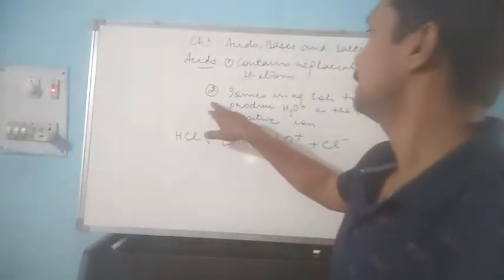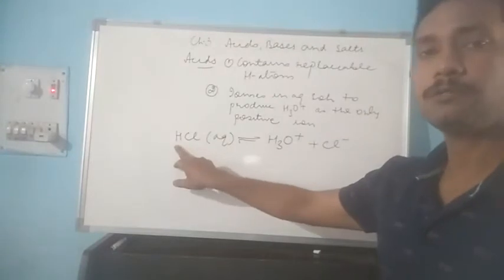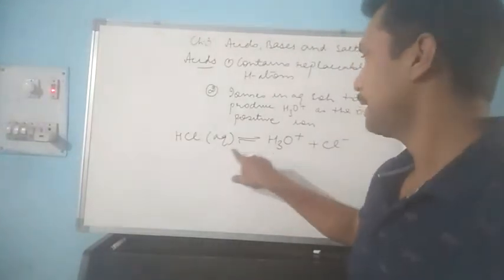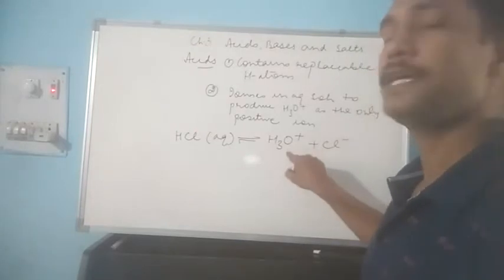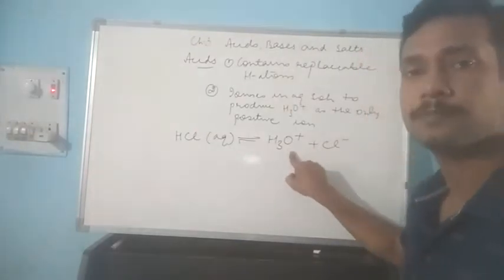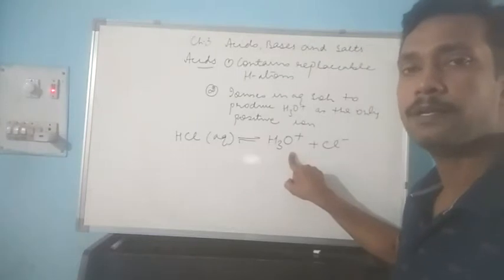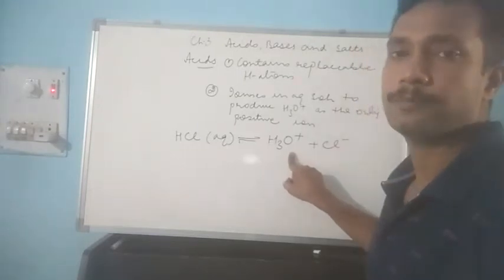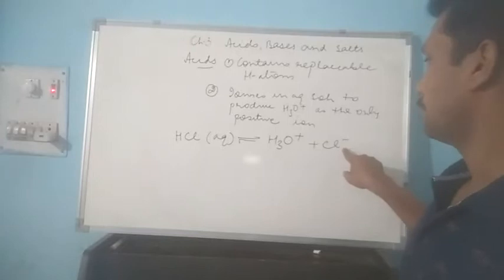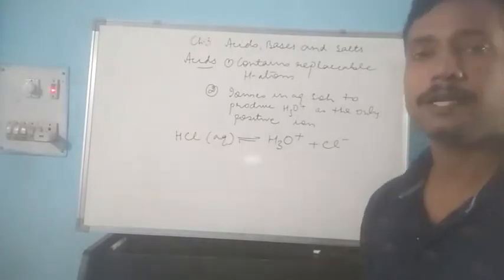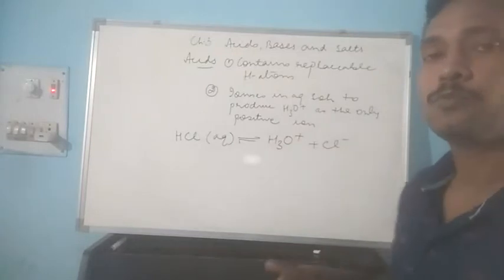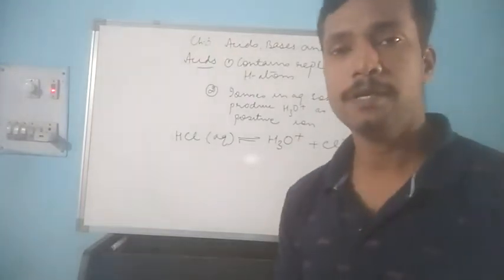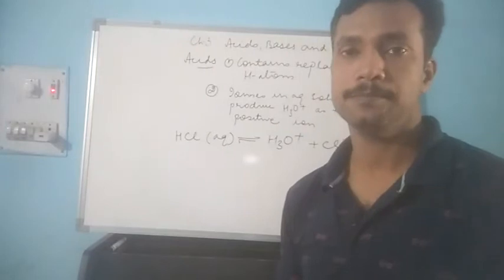So you can see, first it contains replaceable hydrogen atom, and second it produces hydronium ion as the only positive ion because you cannot see any other positive ion in this solution. You have only one positive ion, and that is hydronium ion. Chloride ion will be there as the negative ion, but as per the condition it should produce only hydronium ion as the only positive ion.